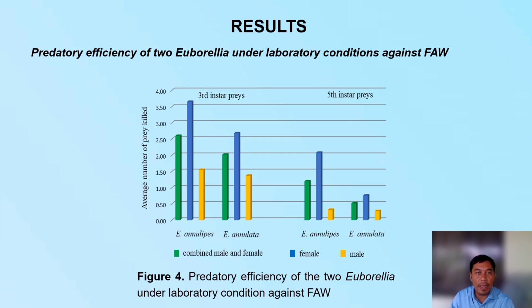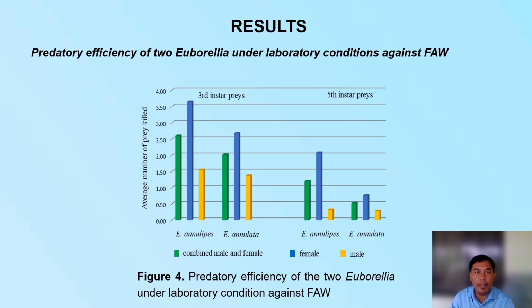Of these, 73 and 51 preys were killed by females, while 31 and 26 preys for the males of E. annulipes and E. annulata, respectively. On average, the female killed 3.65 and 2.68, while male killed 1.55 and 1.37 for E. annulipes and E. annulata, respectively. Highest number of third instar preys killed by a single predator was 7 by both female E. annulipes and E. annulata.